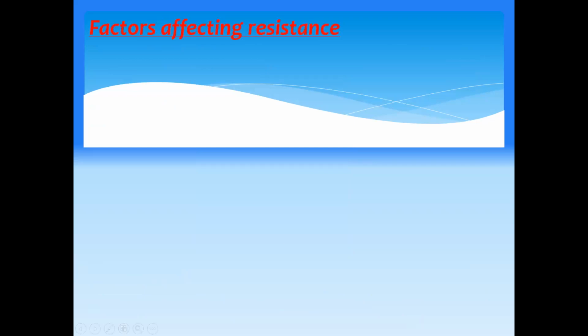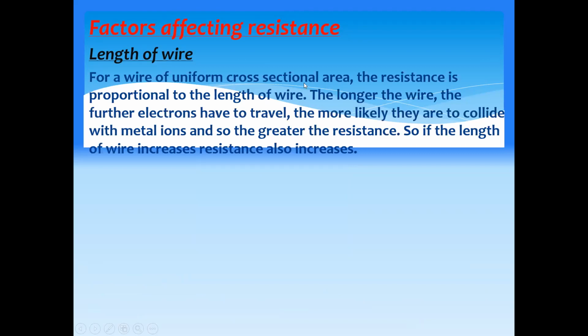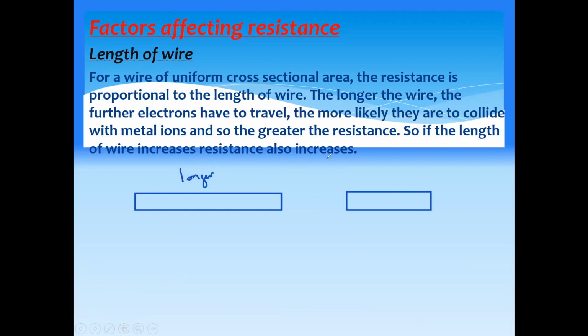Then there are certain factors which can affect the resistance, the property of a wire to stop the flow of the charges. Number one, length of the wire. If a wire is having greater length, it will have more resistance. So we can have a longer wire, we can have a shorter wire. A longer wire will have high resistance compared to a shorter wire, which has low resistance.